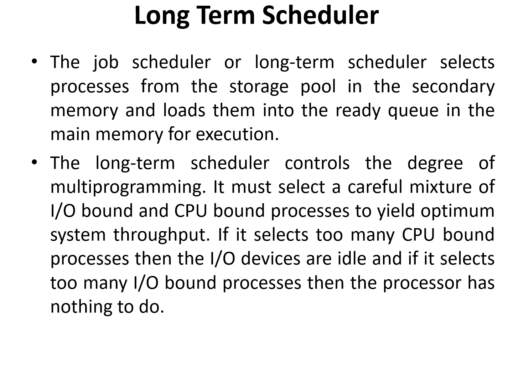We move all the programs from secondary memory to the ready queue in the main memory, because we have to execute them. The long-term scheduler controls the degree of multiprogramming. It must select a careful mixture of input-output bound and CPU bound processes to yield optimum system throughput. If it selects too many CPU bound processes, the input-output devices are idle, and if it selects too many input-output bound processes, the processor has nothing to do.